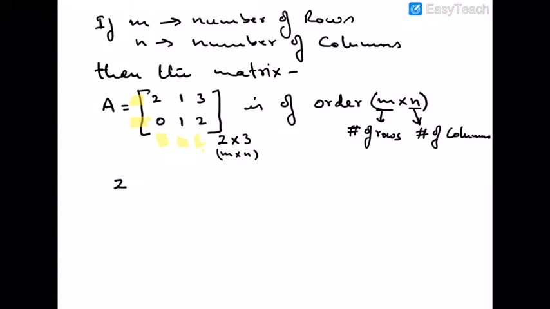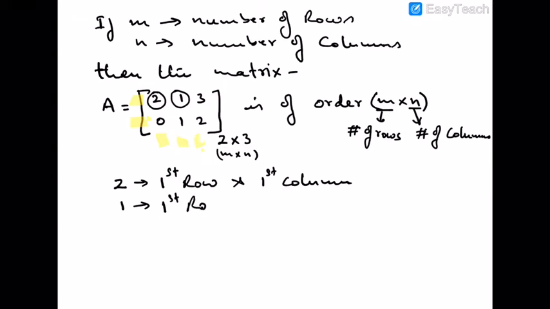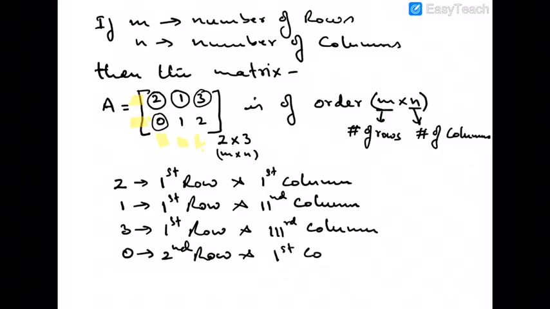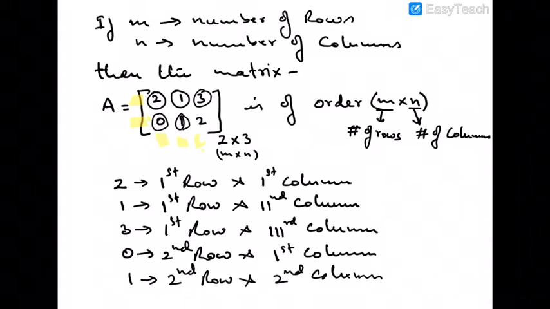Now the position of 2 is in first row and first column. 1 is in first row and second column. 3 is in first row and third column. 0 is in second row and first column. 1 is in second row, second column, and 2 is in second row and third column.